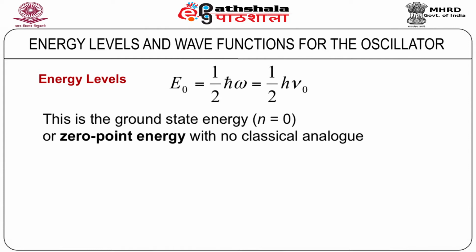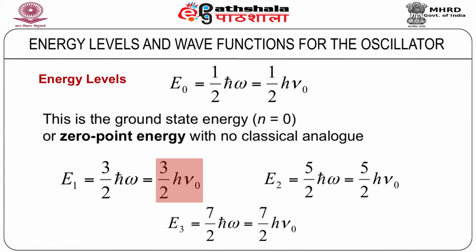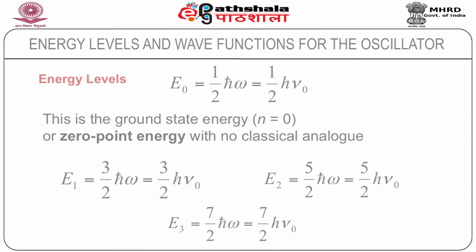And then you have the higher levels of energy, E1, E2, and E3, which are given by 3 by 2 h nu 0, 5 by 2 h nu 0, and 7 by 2 h nu 0. So you can see that the energy levels are equally spaced, and the difference between any two levels is just h nu 0 or h cross omega.